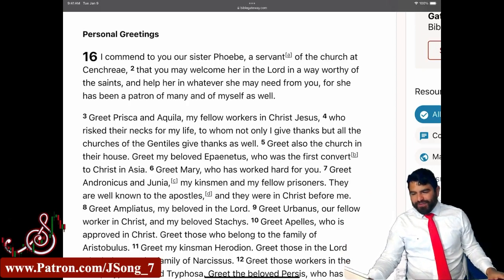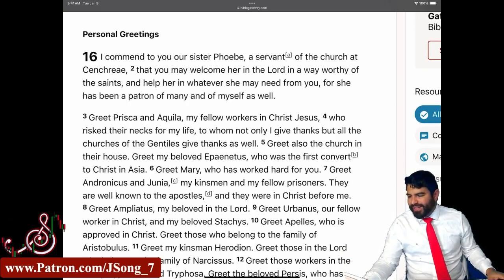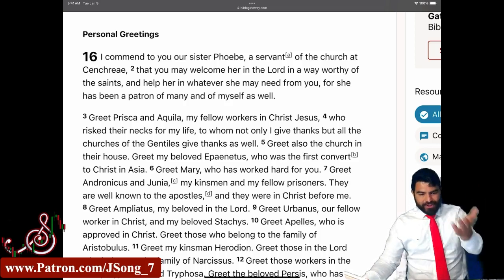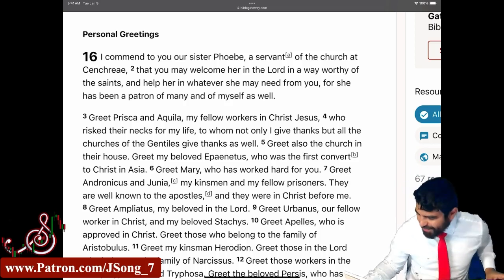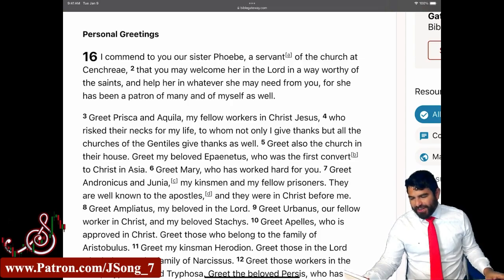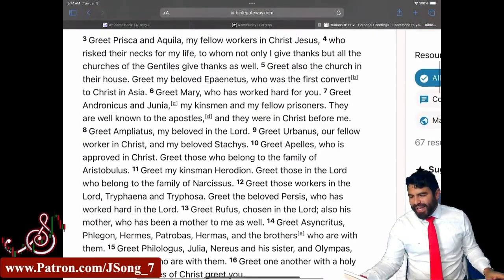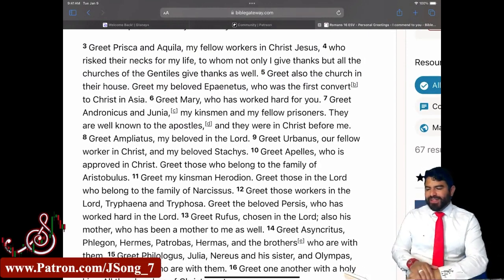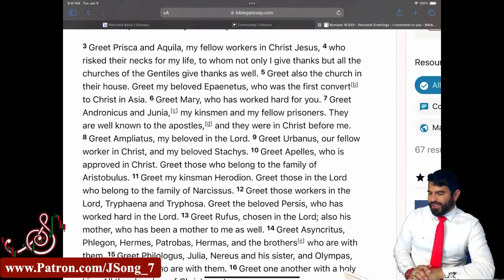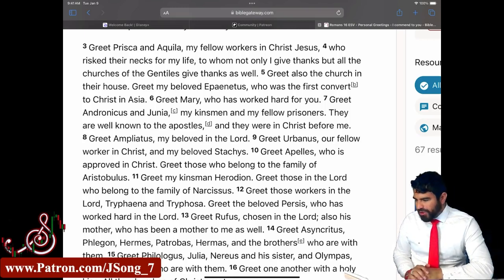I commend you to our sister Phoebe, a servant of the church at Cenchrea, that you may welcome her in the way of the Lord, in a way worthy of the saints, and help her in whatever she may need from you. For she has been a patron of many, and myself as well. And you guys have been a patron of me on patreon.com, right? Greet Priscilla and Aquila, my fellow workers in Christ Jesus, who risk their necks for my life, to whom not only I give thanks, but all the churches of the Gentiles give thanks as well. Greet also the church in their house.